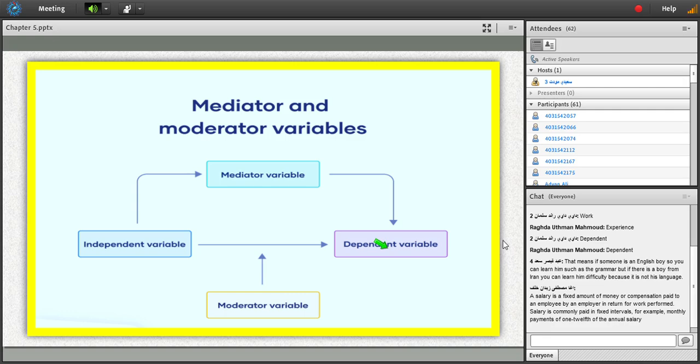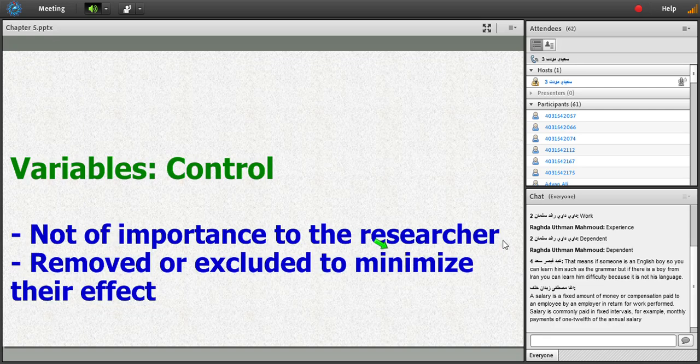Okay, good. Thank you. So now, look, we have another type of variable, which is called control. Sometimes we include and consider other variables in our study. They are called moderator or mediator, but sometimes some variables are not of importance. We do not care about their influence. We either remove or exclude them from the study. It means that we do not include them in the study.